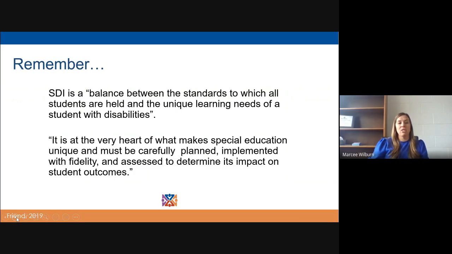All right, so just a couple quotes by Marilyn Friend to end the section on specially designed instruction. We want to create a balance between the standards to which students are held and their unique learning needs. And this specially designed instruction is at the heart of what makes special education unique. And that's really what you are bringing to the table as a special ed teacher. You have this skill set to look through on a deeper level of the needs of the student and how we can tailor the curriculum and the instruction in order for students to be successful.